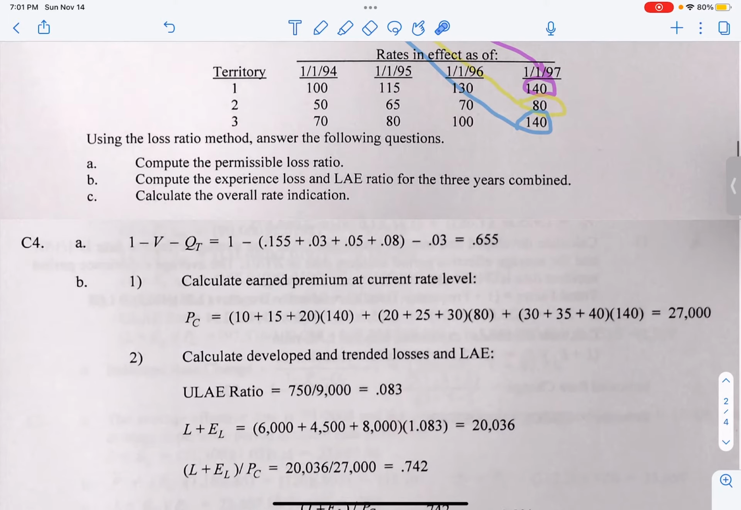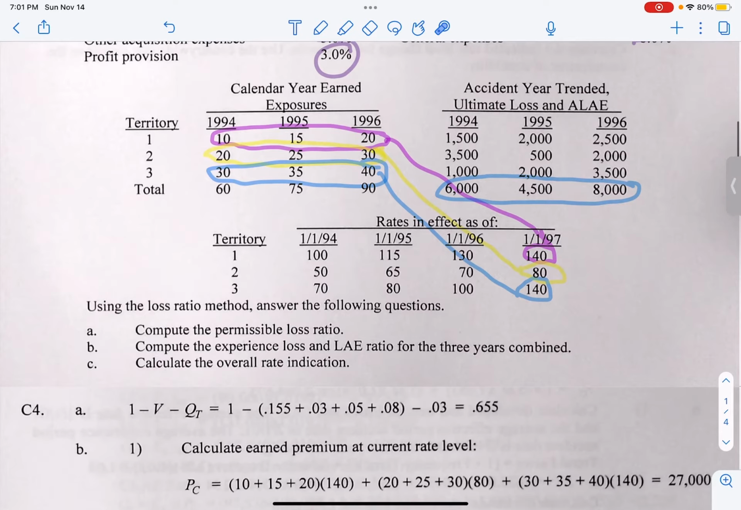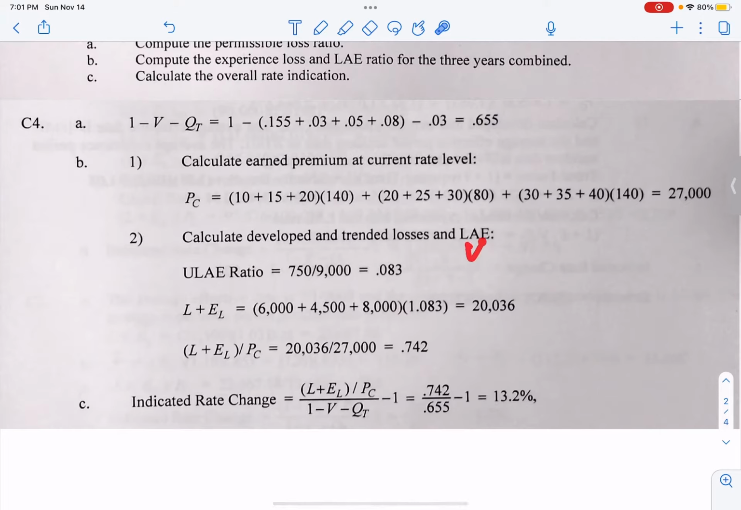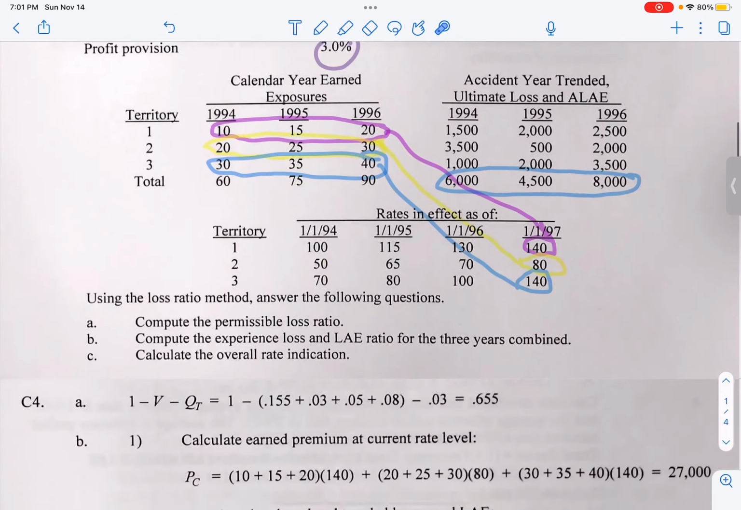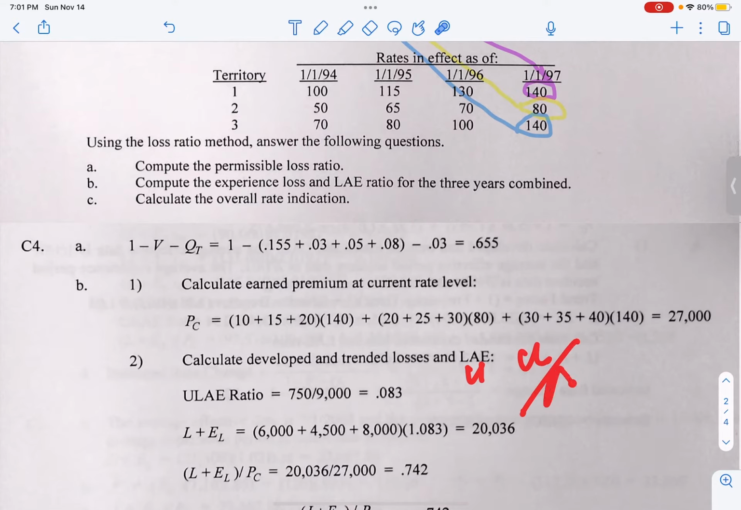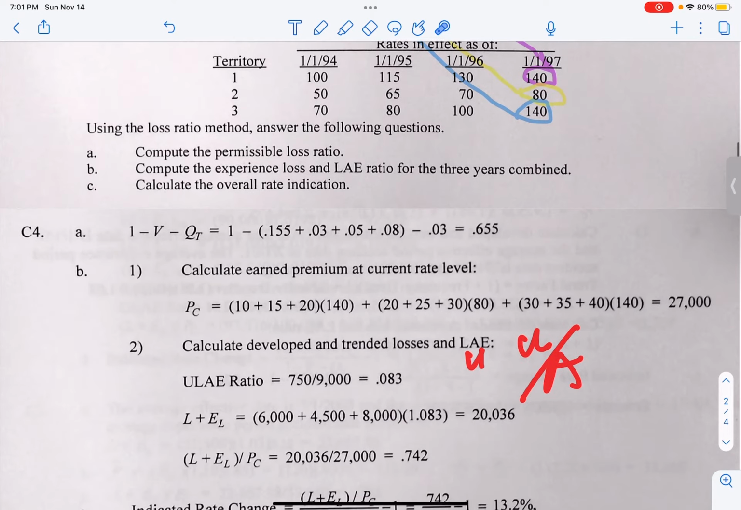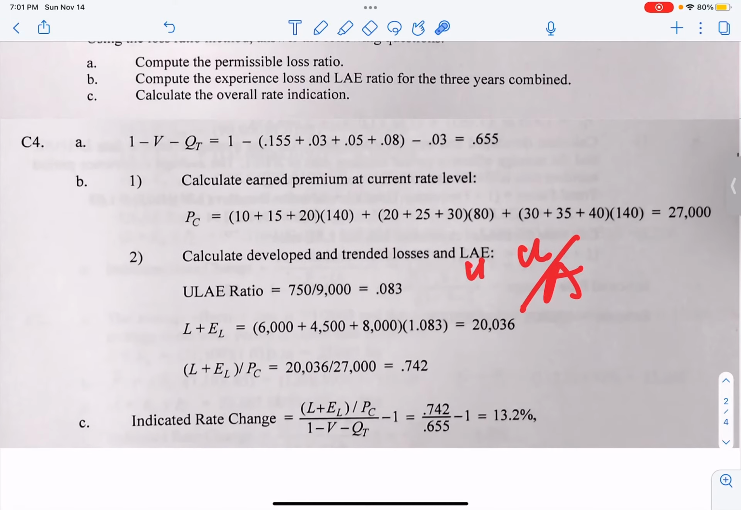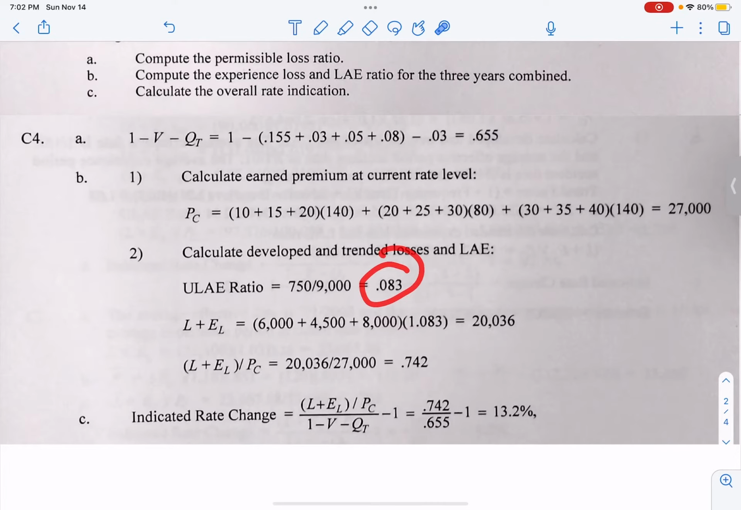So we have 6,000, 4,000, and 8,000. The total, the ultimate loss, 6,000, 4,500, 8,000. And then we trend it with a factor, and this factor is gotten from the unallocated over the allocated adjustment loss expenses. So here we have, let's see, unallocated, so 75 divided by the 9,000, to get the trending factor. Then we trend the losses to the current level.